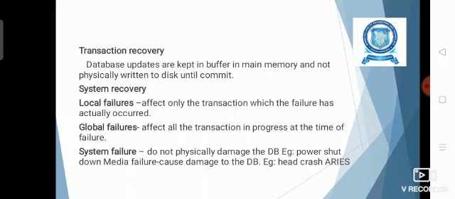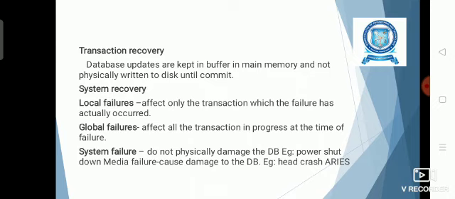So actually for the transaction recovery, the database updates are kept in buffer in main memory and they are not physically written to the disk until it is decided for commit. So the recovery is needed after local failures, global failures, or system failure.